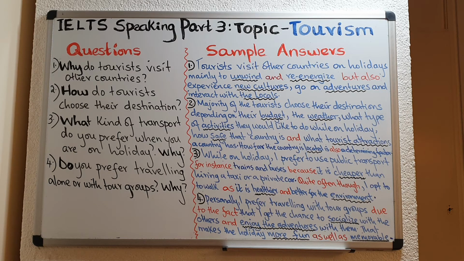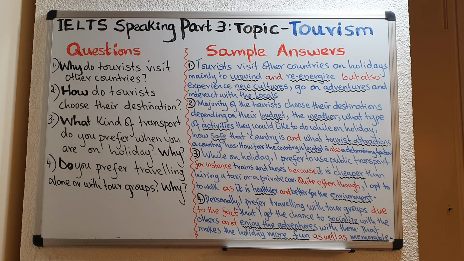In question 1, we have unwind, re-energize, new cultures, adventures, the locals. Question 2, budget, weather, activities, safe, tourist attractions, located. Question 3, cheaper, healthier, environment. Question 4, socialize, enjoy the adventures, more fun, memorable. So use the correct vocabulary for the topic that you're talking about.